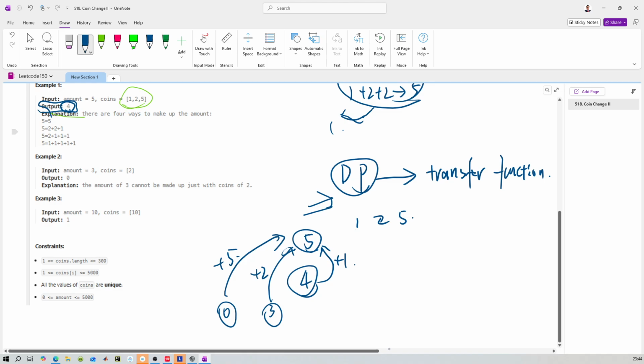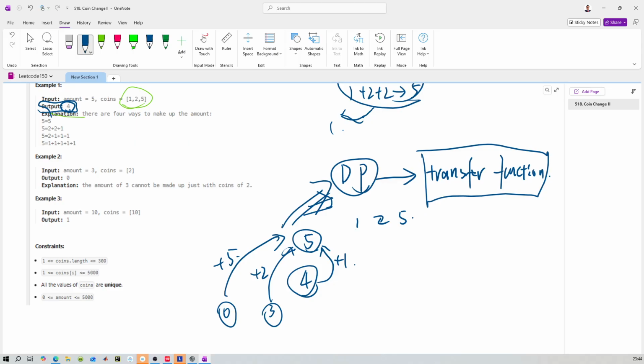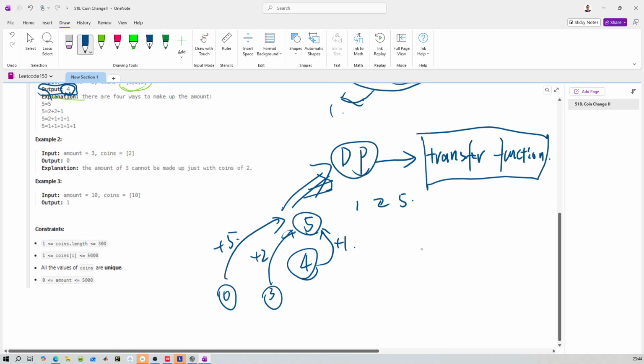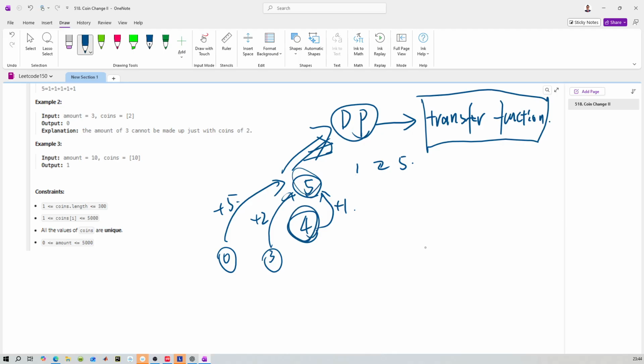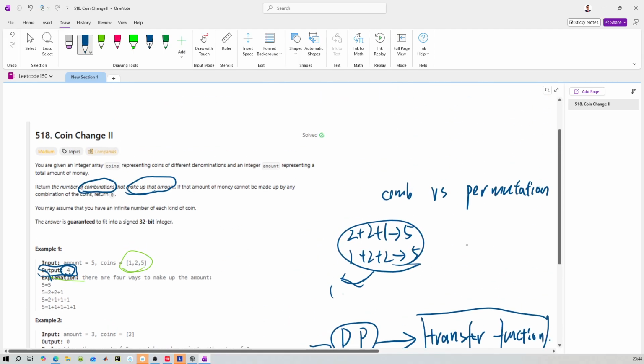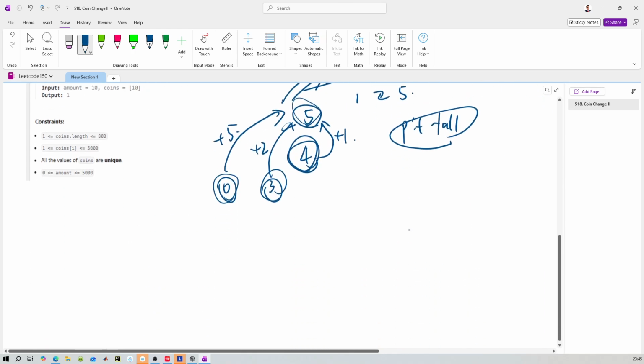But only knowing this just indicates that this is a dynamic programming problem. You still need to figure out how to write the transfer function. And there is a pitfall. If we try to solve number 5 by solving number 4, and then solving number 3 by number 0, we will fall into a pitfall and tend to solve this problem as a permutation. You will see why in a second.